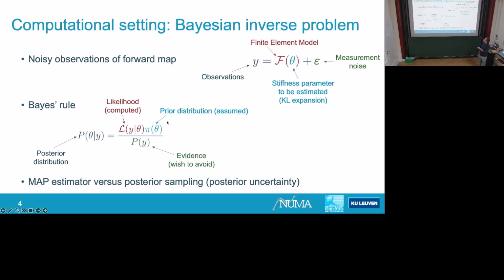And then the evidence is just the probability of observing some data, which is something that you typically don't have and wish to avoid evaluating. So we will try to work only with the numerator of this fraction, and that's why we will use sampling methods.